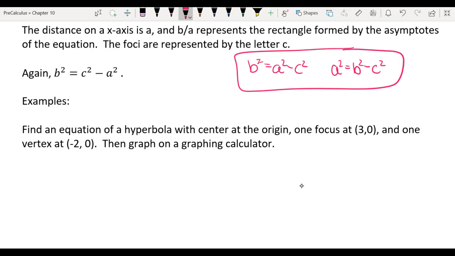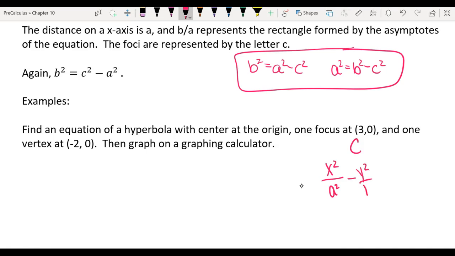Find an equation of a hyperbola with center at the origin. One focus is at 3, 0. So that number 3 is your what? C. And it's showing that C is on which axis? X. So of the two equations above, are we going to have x squared minus y squared or y squared minus x squared? X squared minus y squared. Okay.